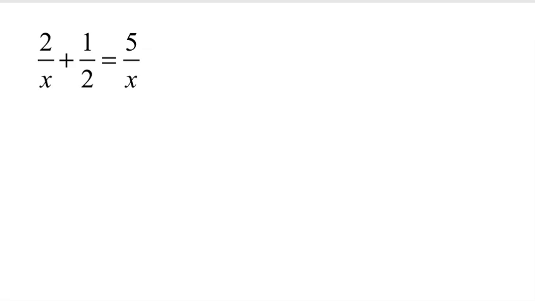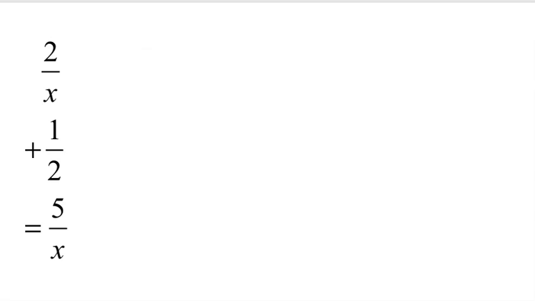So we have the equation 2 over x plus 1 over 2 equals 5 over x. We want to solve for x. We're going to solve it in a very similar way to adding rational expressions. I like to work vertically, so 2 over x plus 1 over 2 equals 5 over x.